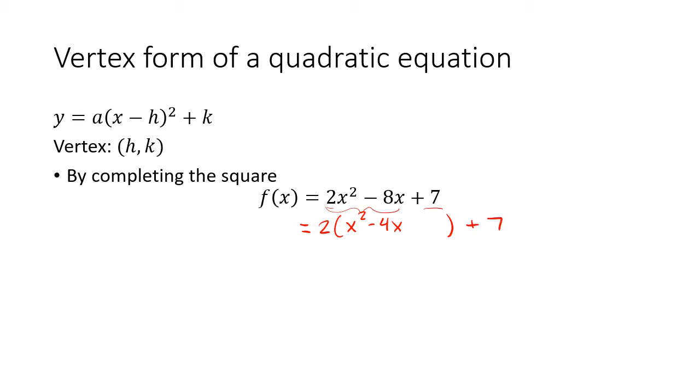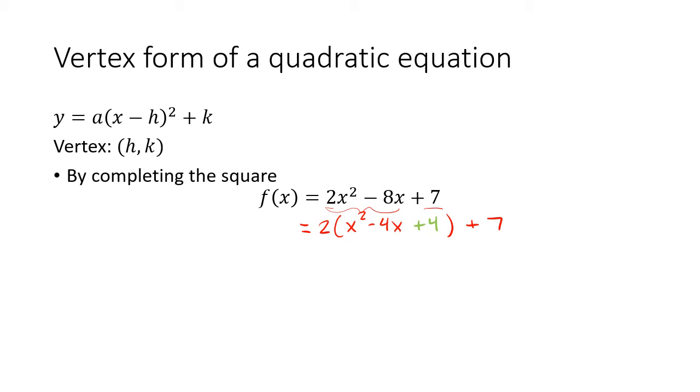Now my objective is to complete the square inside the parentheses, so I'm going to look at the coefficient of that middle term, which would be like b here. I'm going to divide that by 2, and then I'm going to square it. So negative 4 divided by 2 is negative 2. Negative 2 squared is positive 4. So I'm going to add 4, and by adding 4 inside the parentheses, I've added a total of 8 to the right side of this equation.